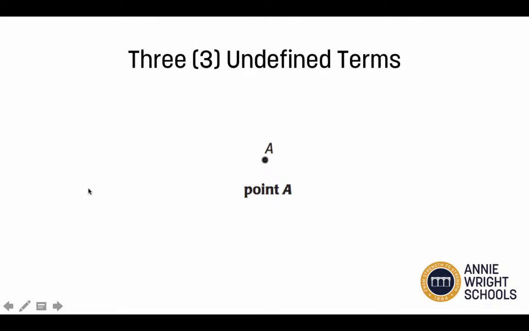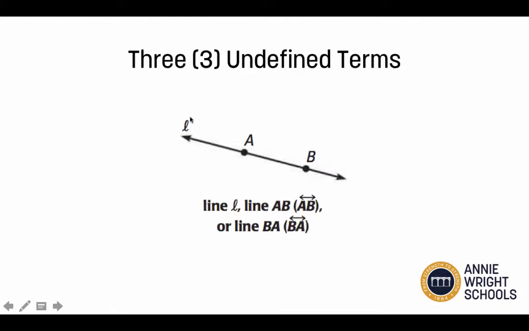Points. Points are denoted with a capital letter for their name. This would be read point A. Lines. Lines can be denoted with a cursive letter, like a lowercase cursive L, could be R, could be T, whatever. Or 2 points on the line can be used to name the line in any order. You could name it AB or BA. You would read this line AB. You would read this line BA.